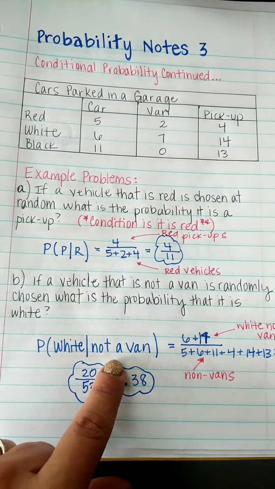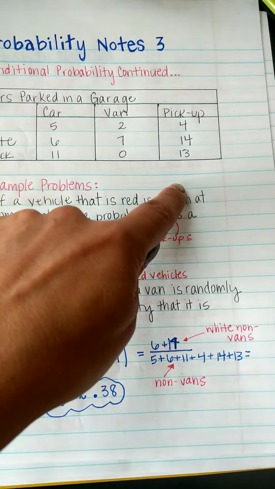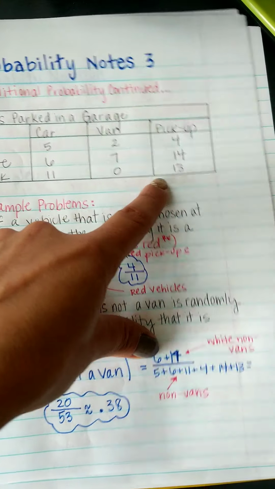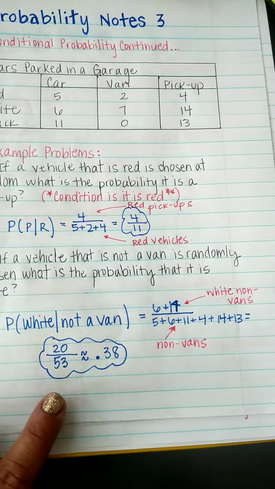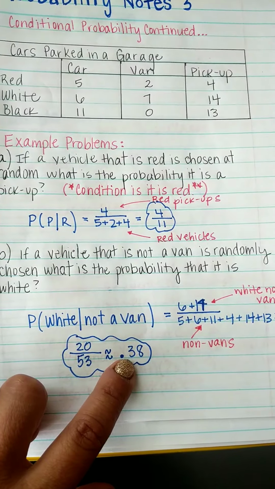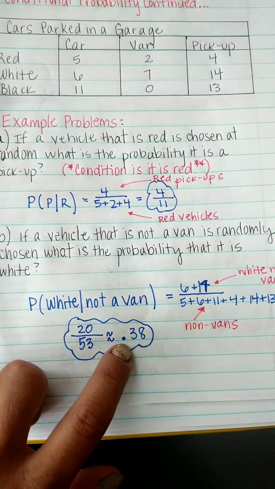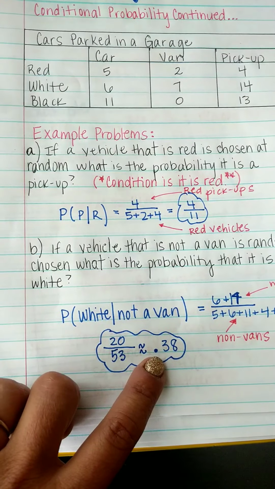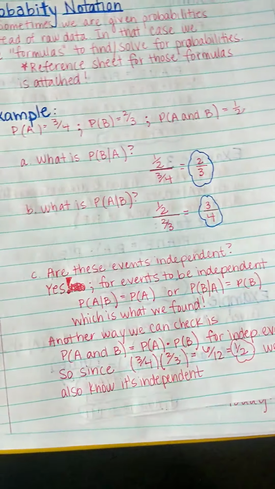Then on the bottom, our condition is that it's not a van. So we're going to add all of our things that are vehicles that are not vans. So I have my 5 plus 6 plus 11, my 4 plus 14 plus 13, and then I just simplify. So I get 20 in the numerator, and in the denominator, I get 53. And if I actually do that division, I get 0.38. A lot of times we leave probability as a decimal between 0 and 1, 1 being it happens 100% of the time, 0 being it never happens. This 0.38 is the same as saying 38% of the time.